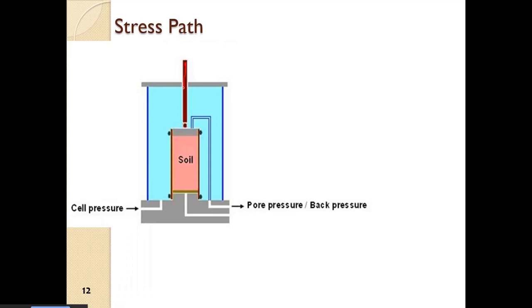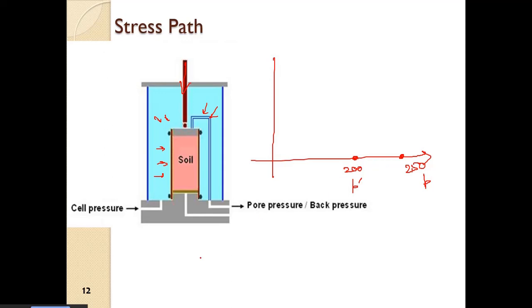So now we apply the deviatoric stress. So we have this condition achieved. So we have P here 250 kPa, that is the cell pressure. We have here 250 kPa, and we have here 200 kPa, which is the effective confinement. So P dash is equal to P minus U. U is 50 kPa, which is showing here.